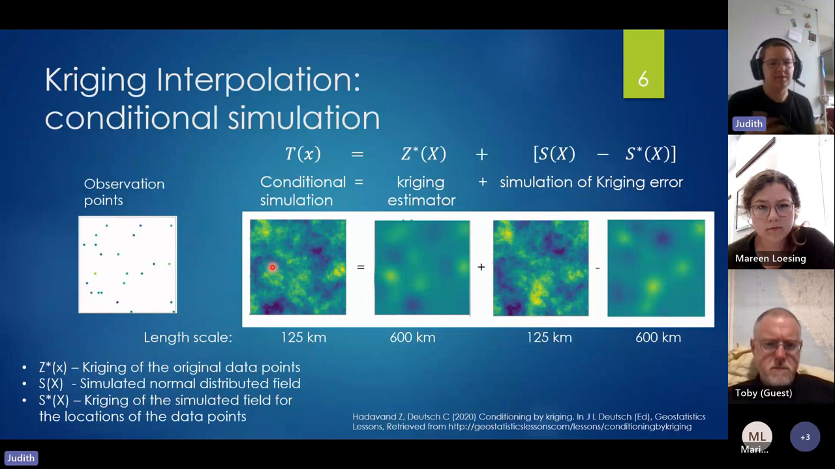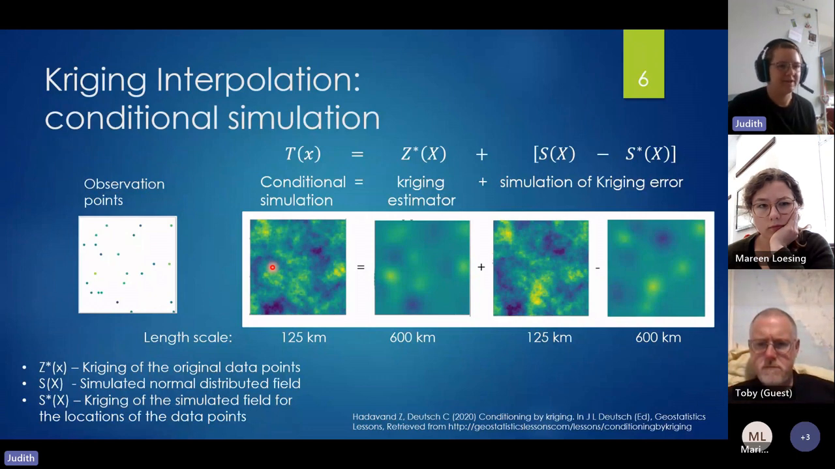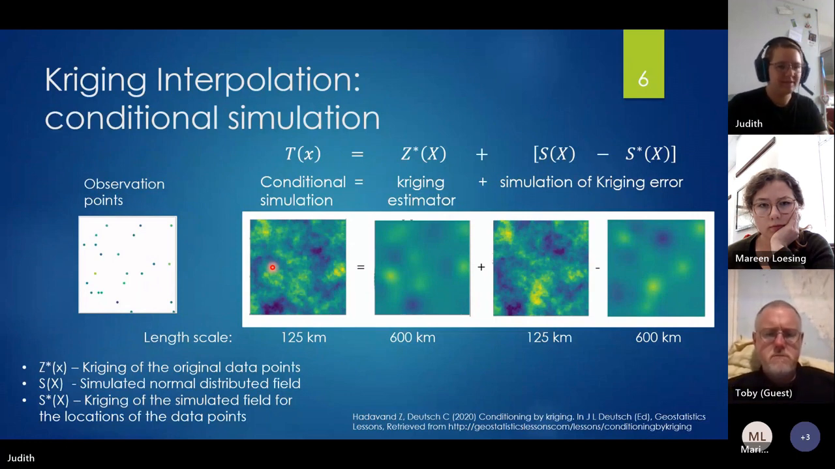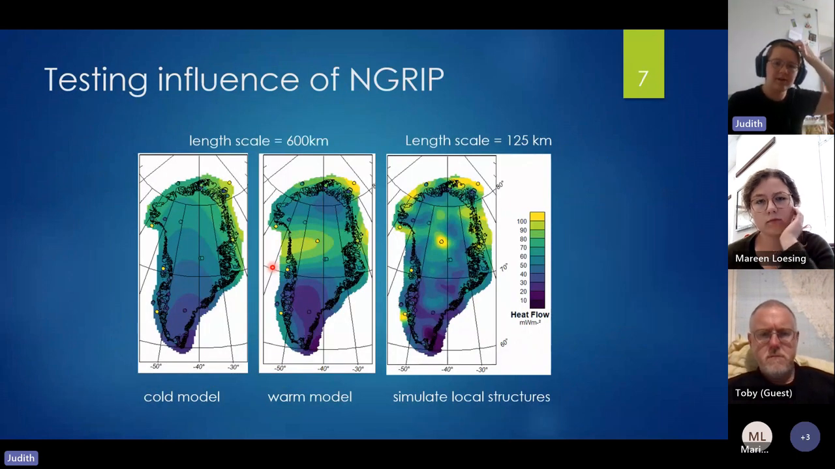If we perform this one time, we just get one realization. We can't say that this is the true realization, but in case of investigating the influence of ice sheet dynamics, for example, it's important to know whether we have a large hot structure or just a small point. So if we add this to Greenland, we also tested the influence of our low reliability point, the N group point.